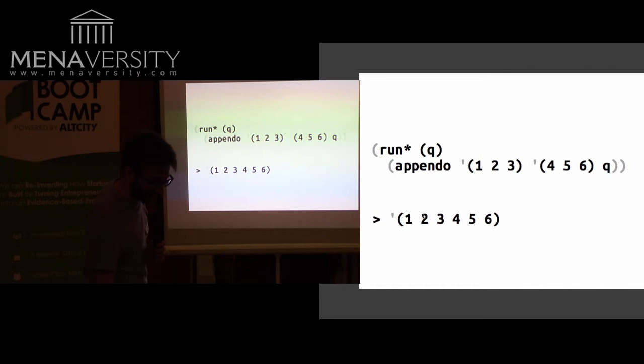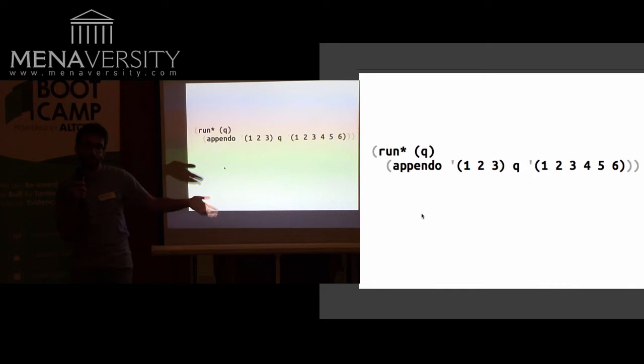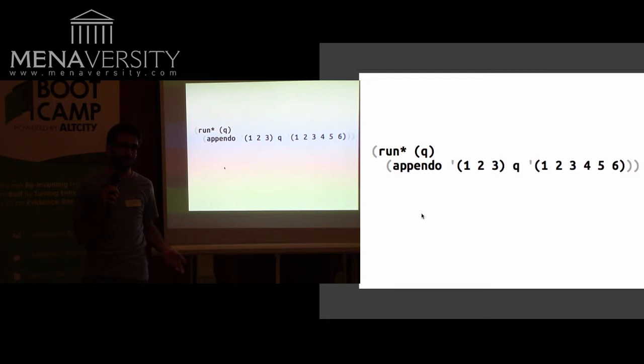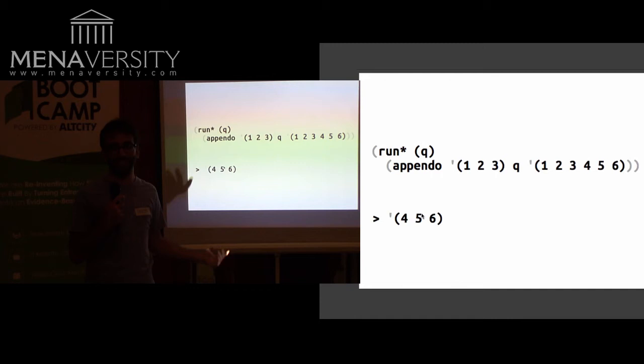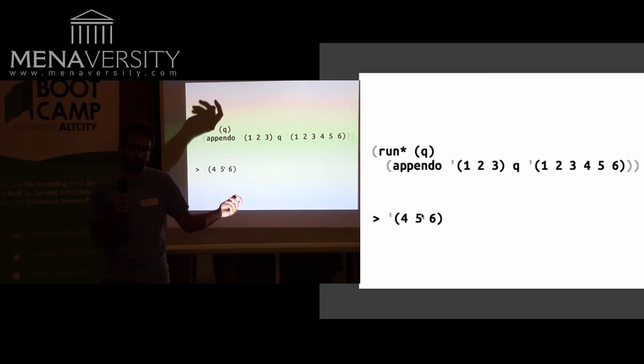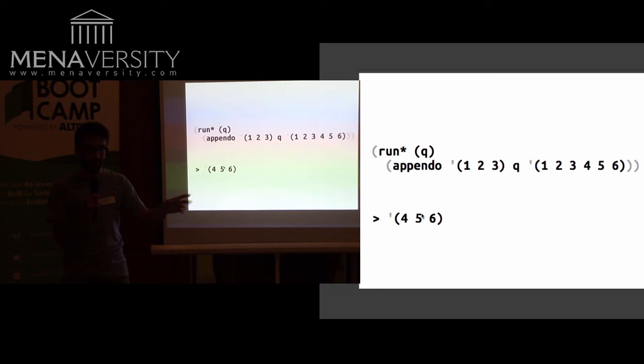So let's make a few changes. This time I'm going to put the Q where the 4, 5, 6 was. So here I have the answer, the output, as you would say in functional or imperative programming, and one of the inputs is Q. What do you expect Q to be in this case? 4, 5, 6, there you go. So what just happened here? We gave it one input and one output. Instead of appending two lists together, it kind of subtracted a list out of a bigger list. That's cool, because when I wrote appendo, I never said subtract lists. I just said these two lists are related, and they give you a third list if these conditions work out. That's really cool.